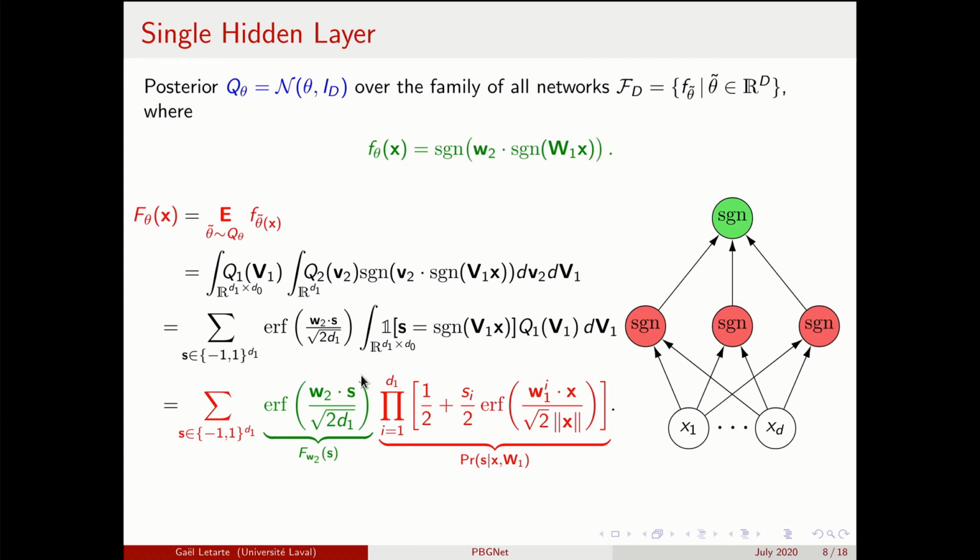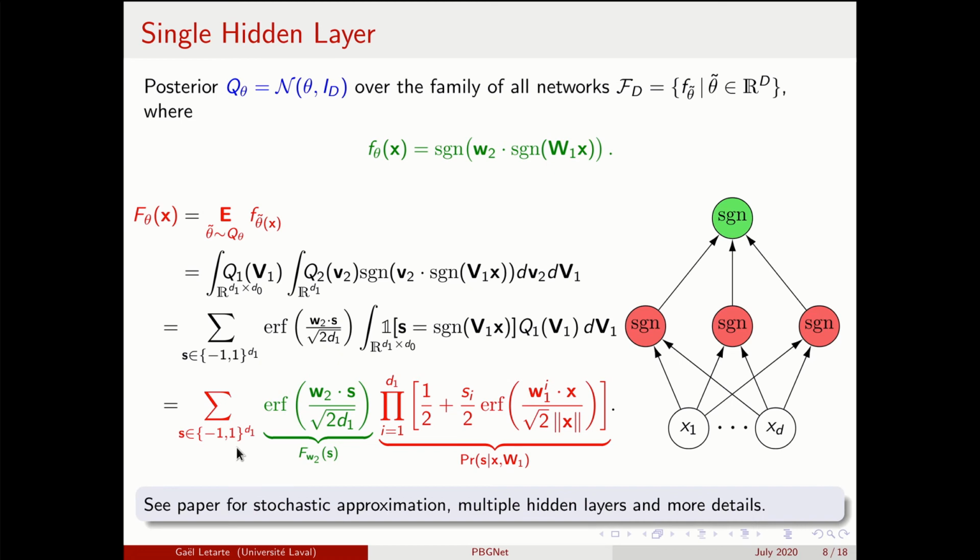With that, we obtain an exact closed form of the aggregated predictor, which is a sum over all possible activations on the hidden layer of two things: the probability to reach this activation S given the input X and the weights W1, and the linear predictor output over this activation S. Unfortunately, we have a sum that is combinatorial in the number of hidden neurons, which quickly becomes impossible to compute.